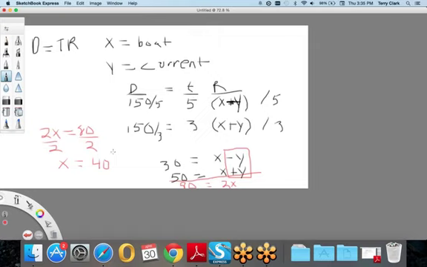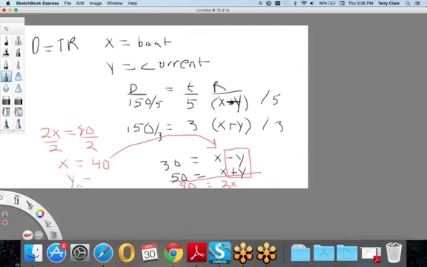Now I can take that 40 and plug it back into this equation right here, 30 equals x minus y, or I can plug it into the one underneath it, 50 equals x plus y. Either one, I'm going to come up with the same answer. So 40 minus 10 is 30, so y is going to equal 10. Or I could say 40 plus 10 is 50. So y will equal 10.